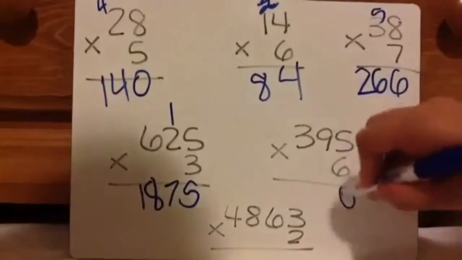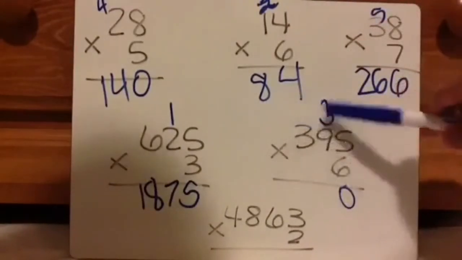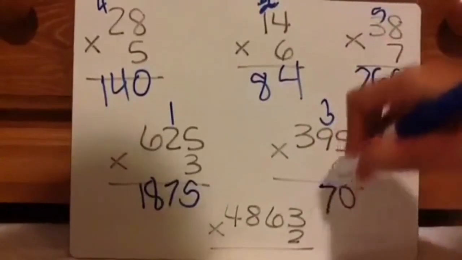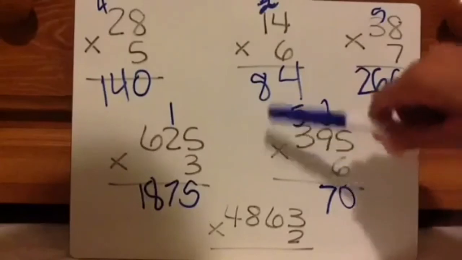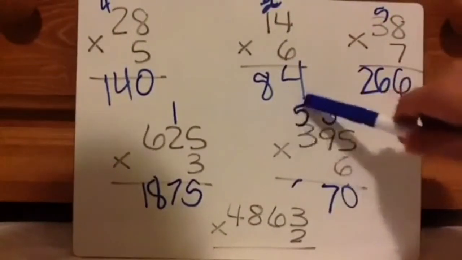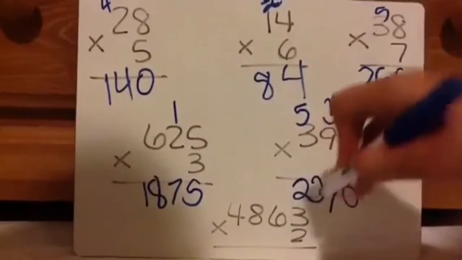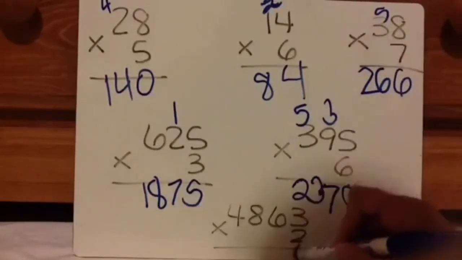6 times 5 is 30. 6 times 9 is 54, plus 3 is 57. 6 times 3 is 18, plus 5 is 23. Sorry, you can't read that. That's 2,370. And then down here, 3 times 2 is 6.